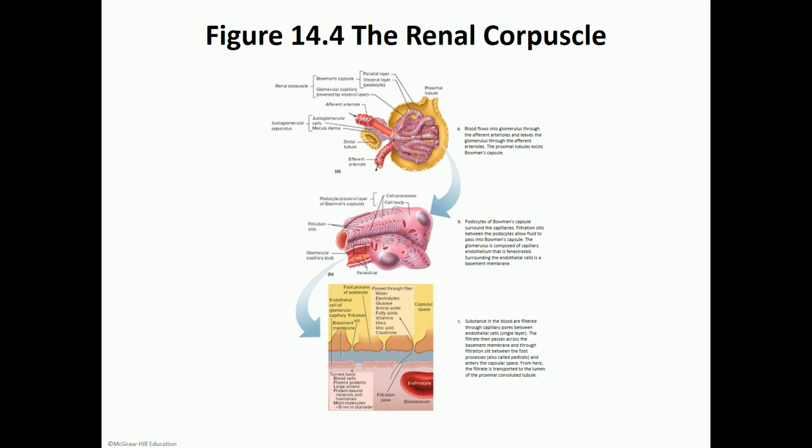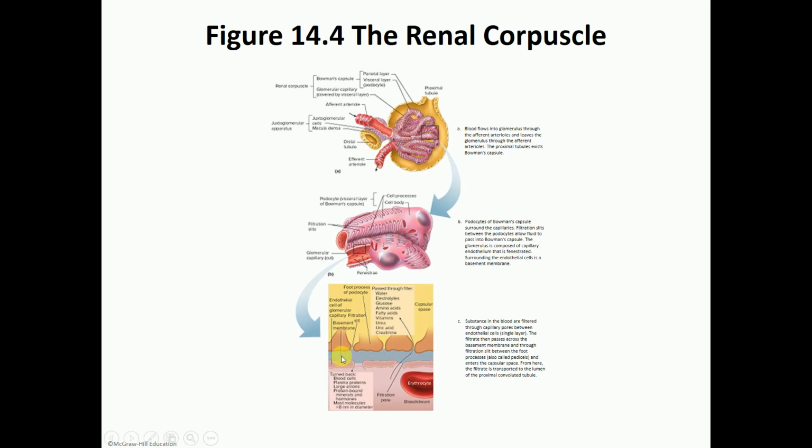So what can be filtered is water, electrolytes, glucose, amino acids, fatty acids, vitamins, urea, uric acid, and creatinine. Some of these are waste products that we actually do want to get rid of, but you can see here things that are important to the body, like glucose, amino acids, and vitamins, that the body needs. We do not want to get rid of them and excrete them through urine. And that is why, as that filtrate goes off to the tubules, they will be reabsorbed back into the capillaries.